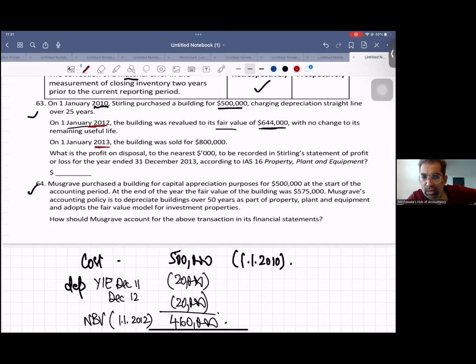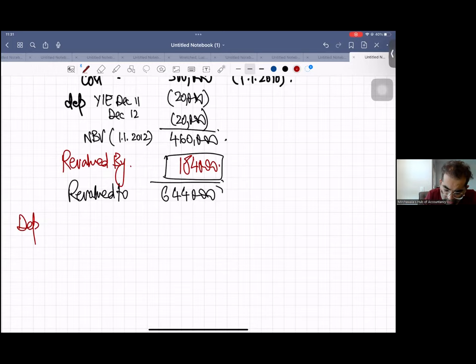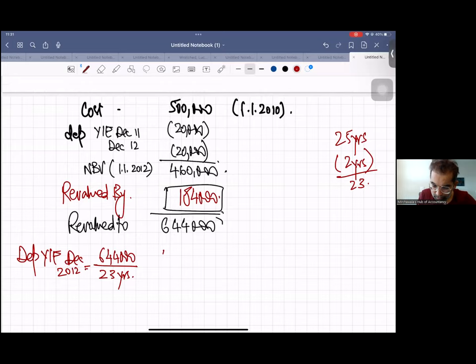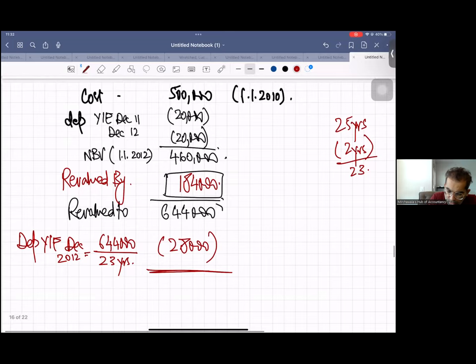Now, 1 year depreciation. Can you tell me depreciation for the year ended December 12? This is your updated amount, 644,000 divided by the remaining life. What is the remaining life? Remaining life is 23 years. There is no change in life. The original life was 25 years and 2 years have passed, so the remaining life is 23 years. So 644,000 divided by 23 is 28. So this is one more year of depreciation. And finally, your NBV at 1st of January 13 is 616.